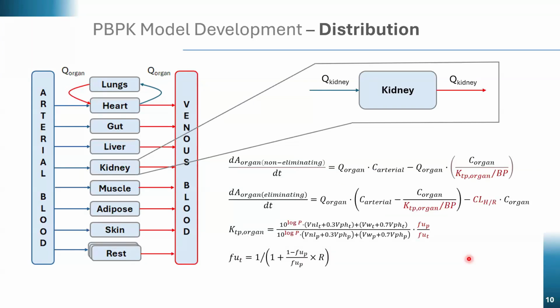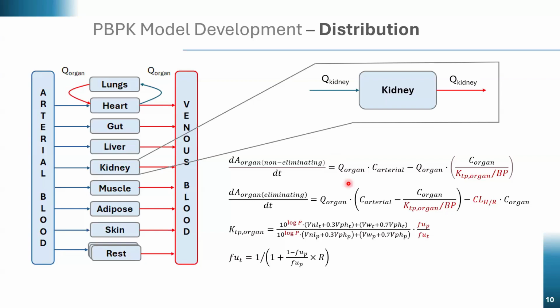So in a nutshell, to describe distribution, we first have to decide on the mechanism of transfer of the drug. That's the first thing. Are we using permeability limited or perfusion limited? Then after that, you have to decide whether the organ I want to model is an eliminating organ or a non-eliminating organ?